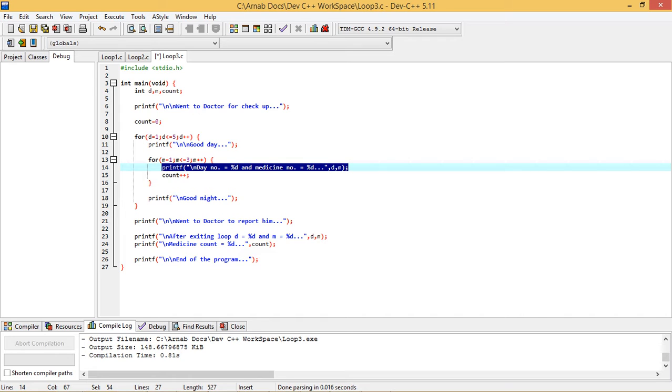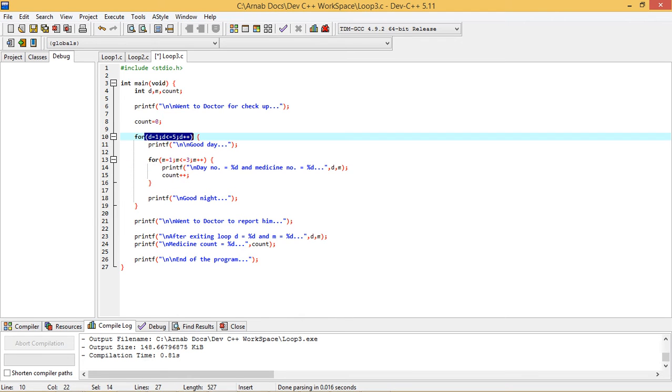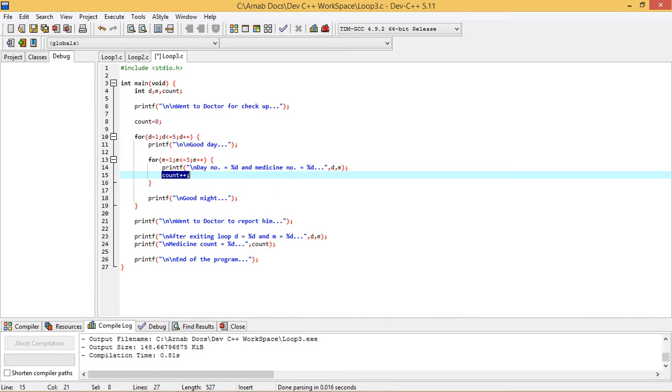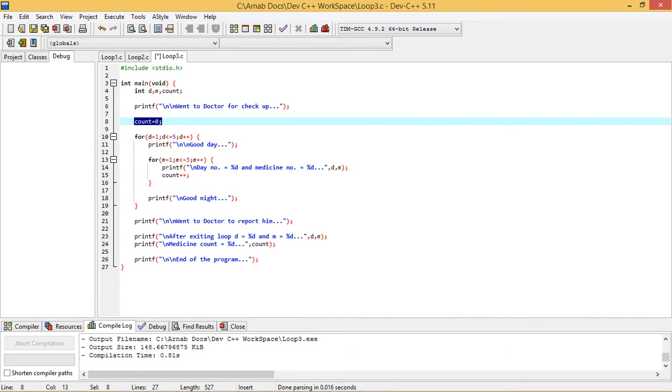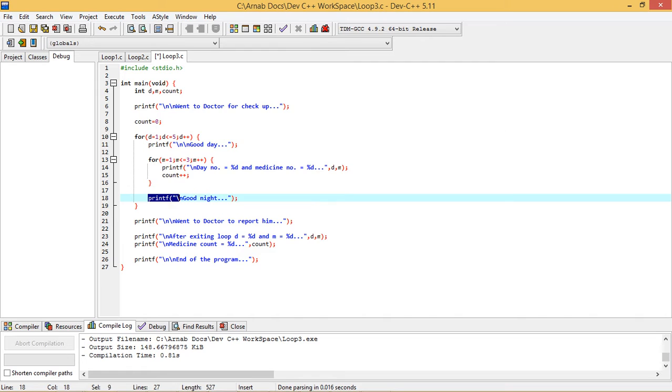And I want to keep count of how many medicines I have consumed throughout these 5 days of time. So that's why I've made count plus plus. Obviously, before entering this for loop, I've made count is equal to 0. At the end of each and every day, I used to say good night to my family members.